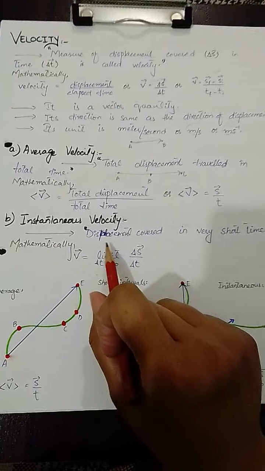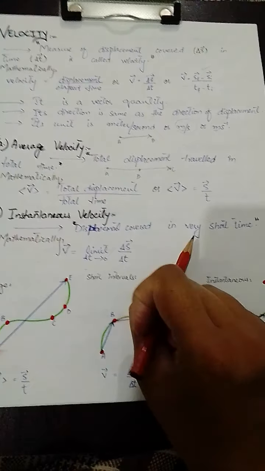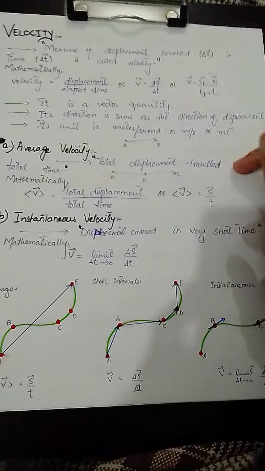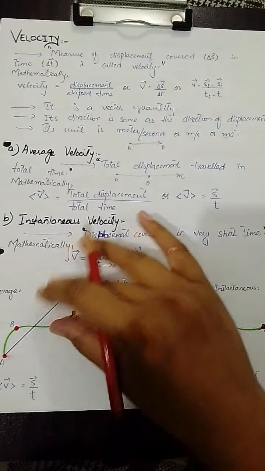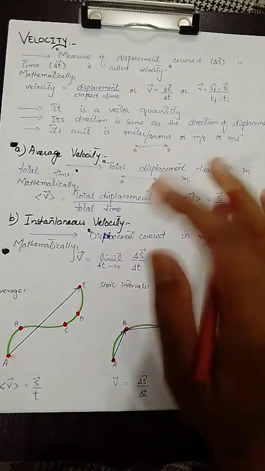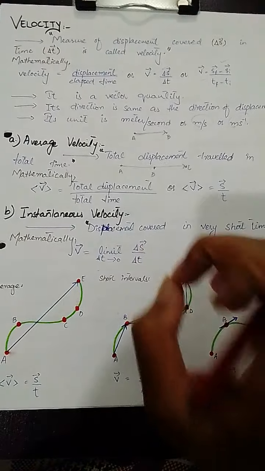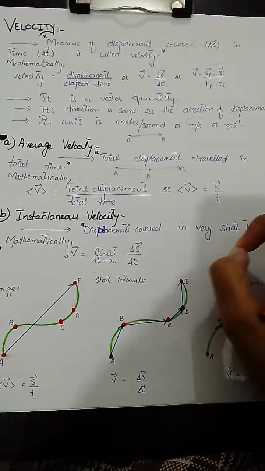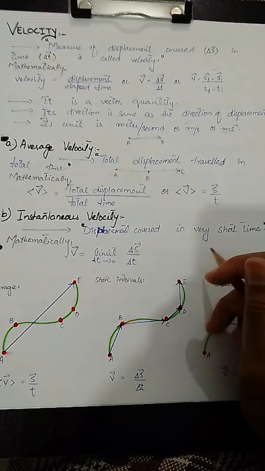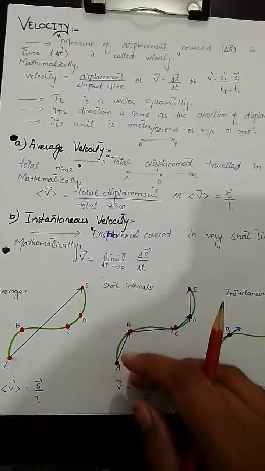Instantaneous velocity is actually the displacement covered in very short time. So what was average velocity? The total displacement in total time. What is instantaneous? Just that small displacement in a very small or very short time. So this is exactly opposite of average velocity.